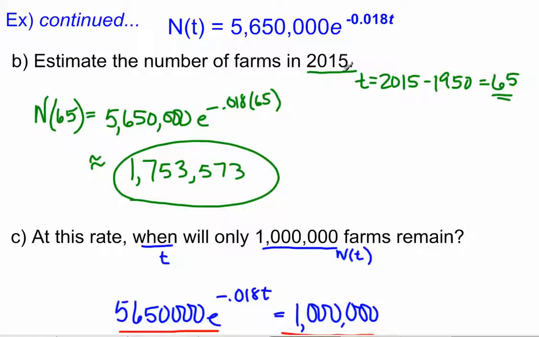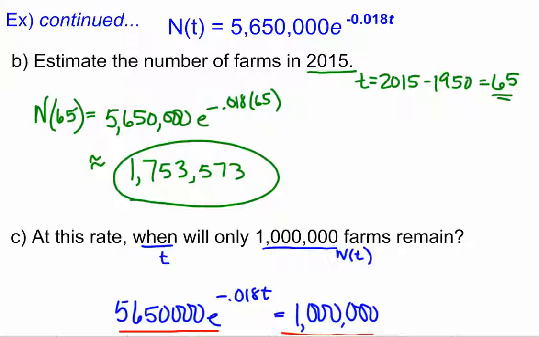Alright, now let's use it. How many farms would we expect to have in 2015? Well, we're given a t value here. T is going to be 2015 minus 1950 because that was our start year, our t equals 0. So we're going to need to use t equals 65. Plug that into our formula and just work it out. You should get 1,753,573.